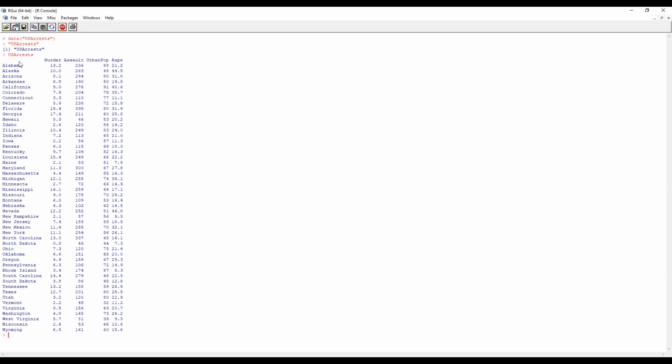Yes. This is arrests made by law enforcement agencies in the United States of America across states from Alabama to Wyoming, for murder, for assault, for urban population, and for rape. So you have 4 variables right here.